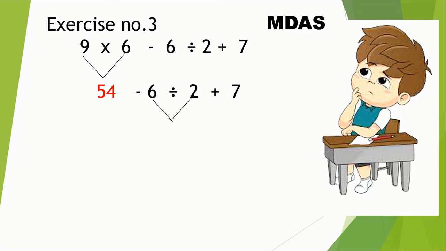Bring down the other numbers. Now we are in rule number 2. We're going to subtract: 54 minus 3 is equal to 51. Bring down 7, and then you add them. Your answer will be 58. Okay, another? You want more examples, kids?